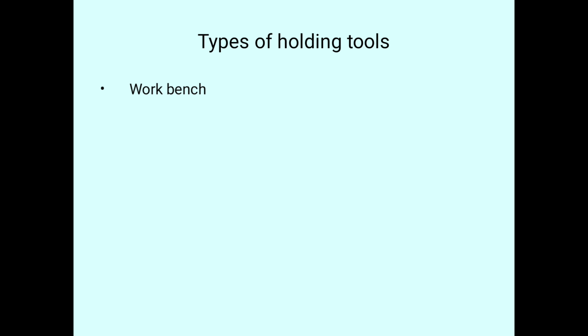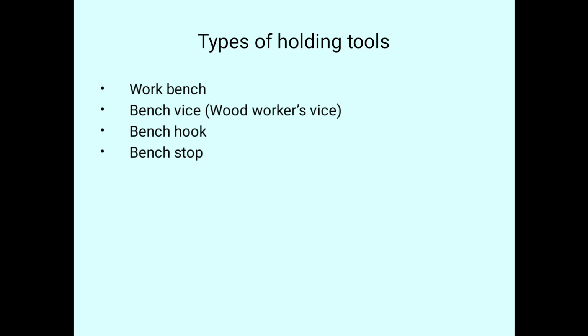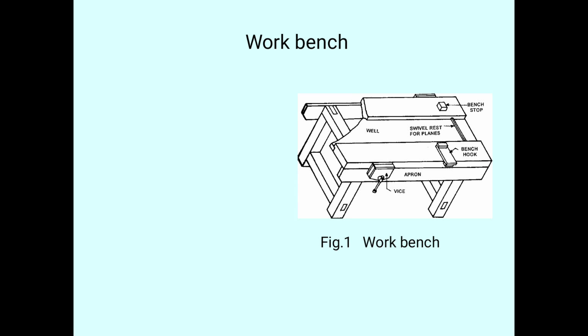Next we can see the types of holding tools. The first one is the work bench. Second, the bench vise, which we can also call the woodworker's vise. Next, bench hook, bench stop, bench hold fast, sash cramp, C cramp. All these are the different types of holding tools. In brief, we discuss them here.